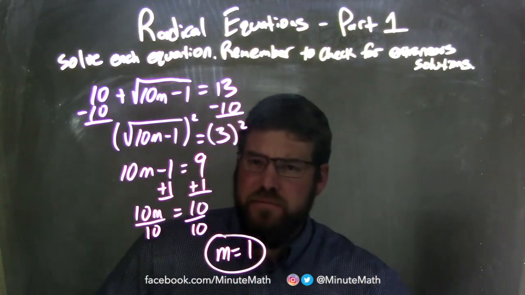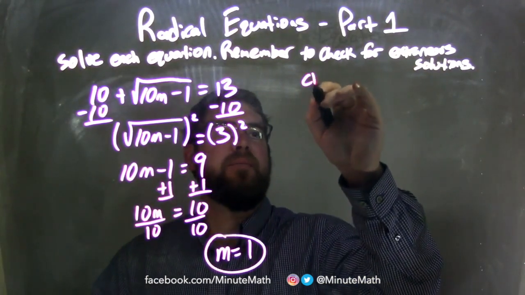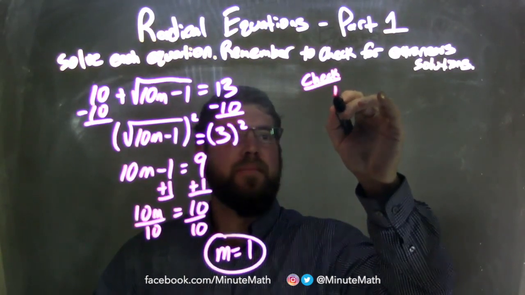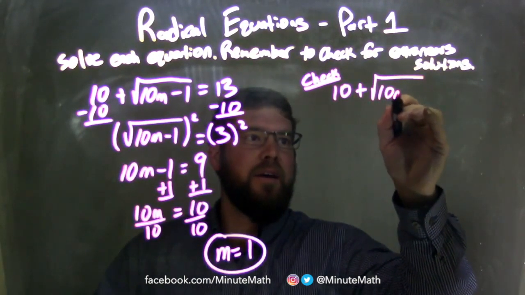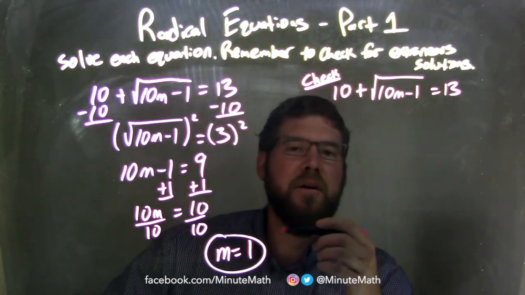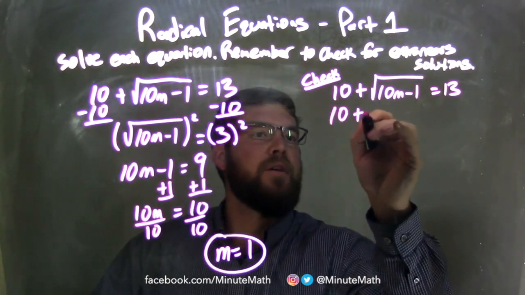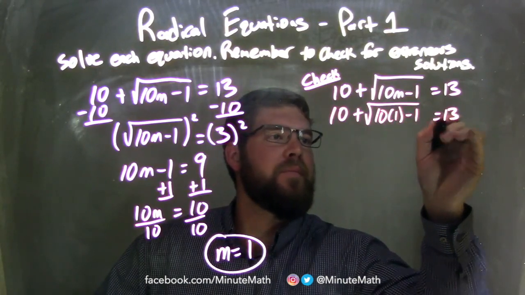Well, we need to check to see if that's a correct answer. So I'm going to do my check over here. Check. So I'm going to rewrite my equation: 10 plus square root of 10m minus 1 equals 13. Then I'm going to plug 1 in for m. So I have 10 plus square root of 10 times 1 minus 1 equals 13.